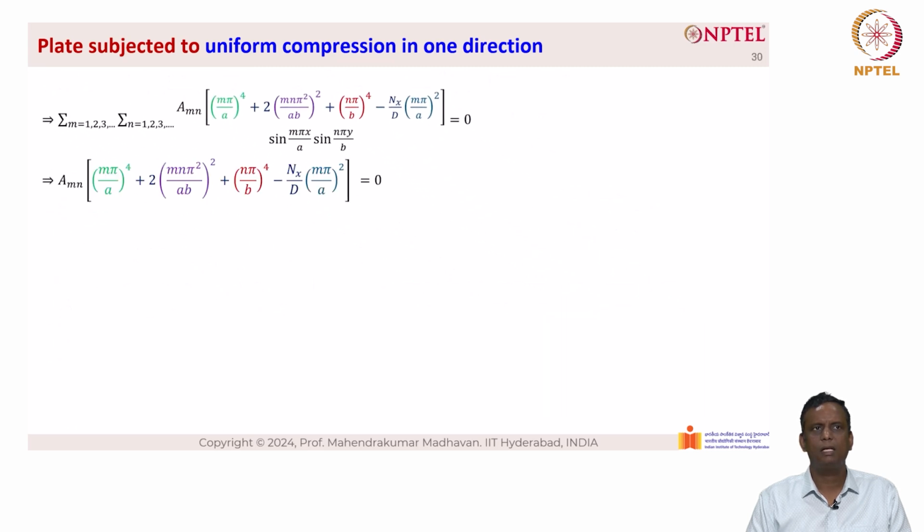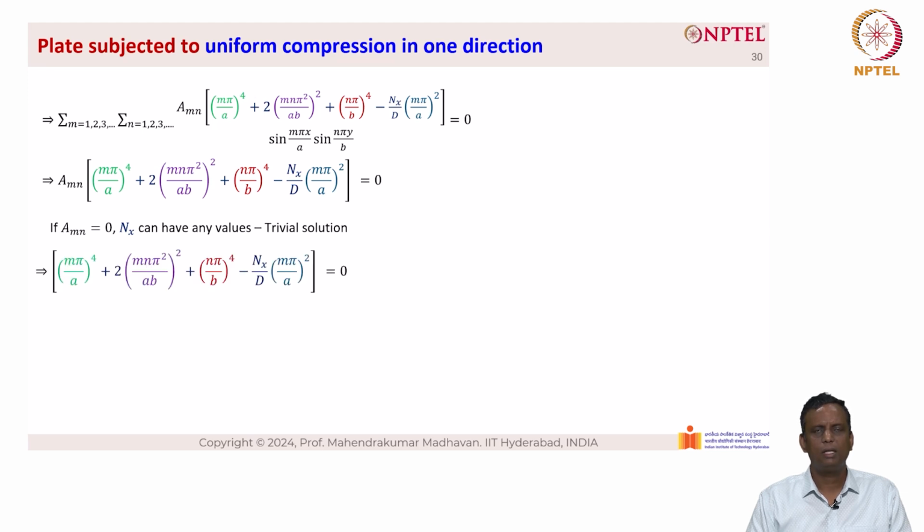Now even here we can see that the Amn value cannot be 0, because if it is 0, then Nx can have any values, which is a trivial solution. So the one that is inside the square bracket has to be 0. So when we equate that to 0, we can simplify this further as pi power 4 into (m square by a square plus n square by b square) the whole square minus Nx by D into (m pi by a) the whole square equal to 0.